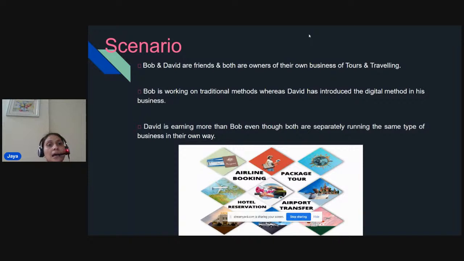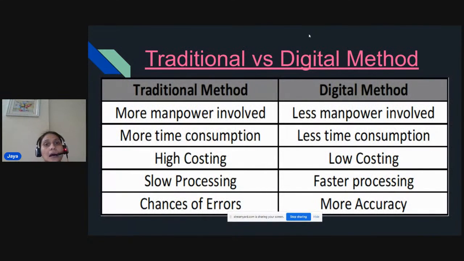Now, in this scenario, we are saying there are two methods which they are applying in their business module. One is the traditional method, and the second is the digital method. Now, in my second slide, we'll come to understand what is the actual difference between these two methods.